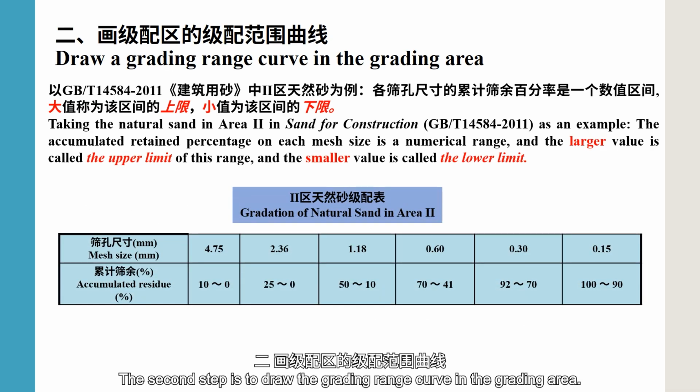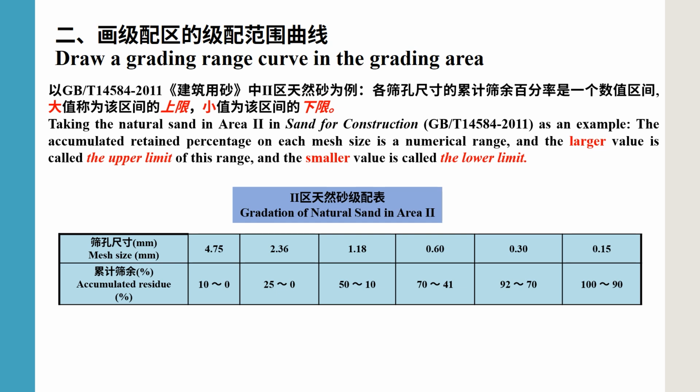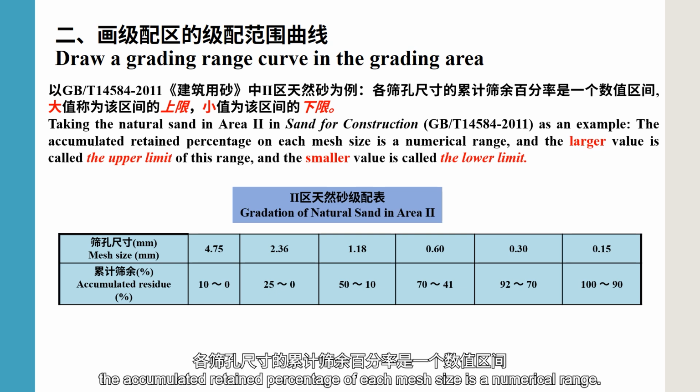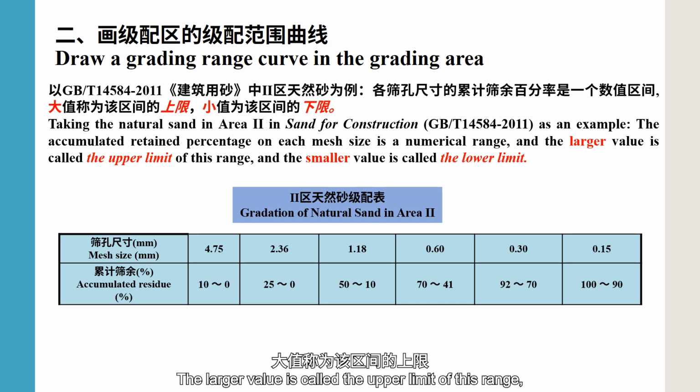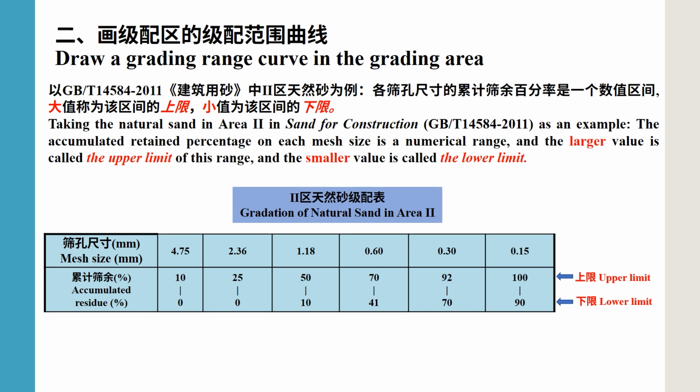The second step is to draw the grading range curve in the grading area. Take the natural sand in Area 2 as an example. In the gradation table of standard GB/T14584-2011 Sand for Construction, the accumulated retained percentage of each mesh size is a numerical range. The larger value is called the upper limit of this range, and the smaller value is called the lower limit, as shown in the following table.